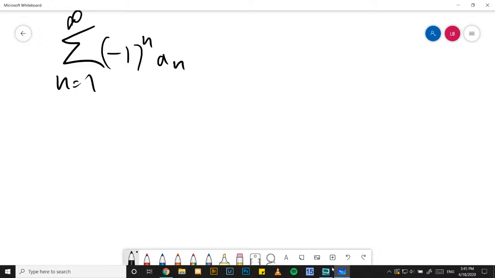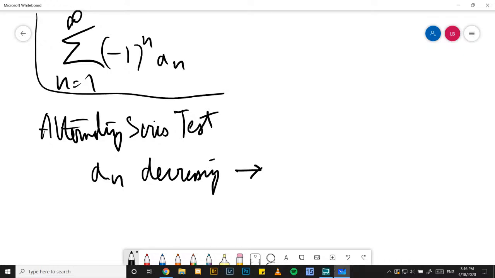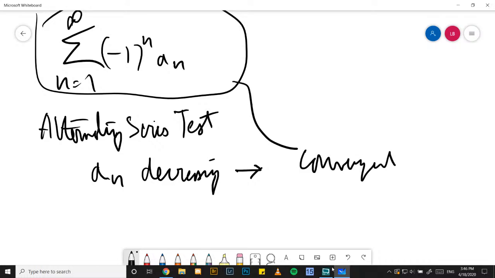So this is something called the alternating series, which means it's alternating from negative to positive. You can use something called the alternating series test if you ever see this, and the alternating series test is a very satisfying test. It's a beautiful test in that as long as an is decreasing, this implies that this sum is convergent. So all you need for this series to be convergent is that an is decreasing.